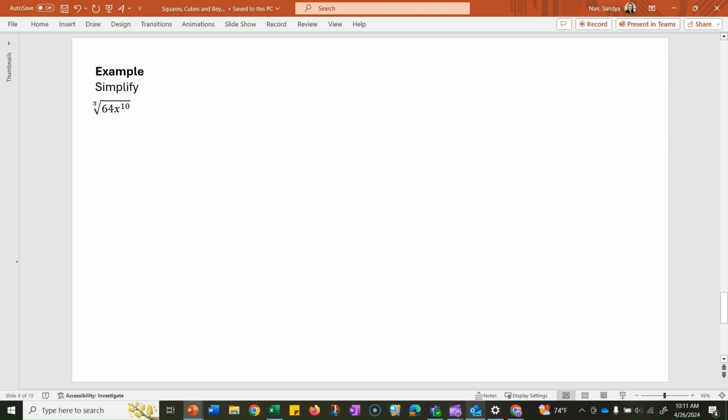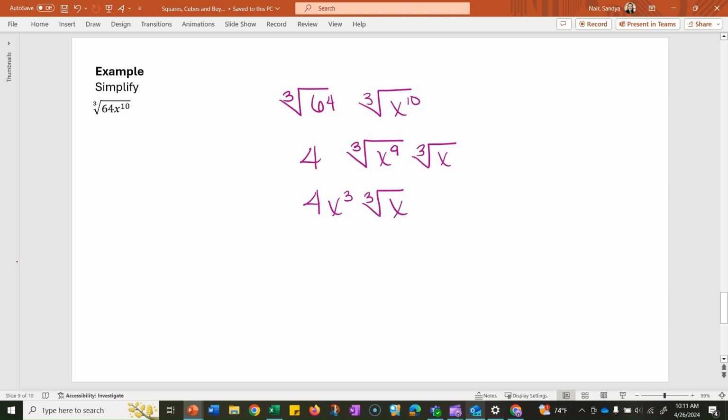So now let's try simplifying the cube root of 64 x to the 10th. So when I separate this, I have the cube root of 64, cube root of x to the 10th. Well, 64 happens to be a perfect cube because 4 cubed is 64. So when I take the cube root of this, it just gives me 4. The cube root of x to the 10th, well, the biggest number divisible by 3 that's less than 10 is 9. So I have the cube root of x to the ninth times the cube root of x to the 1, right? It's just x. So 9 divided by 3 gives me 3. So I have 4x cubed and then the cube root of x. And this is my fully simplified answer.